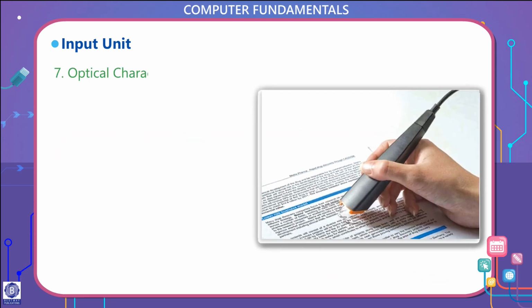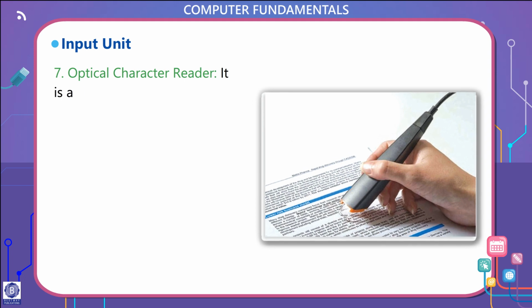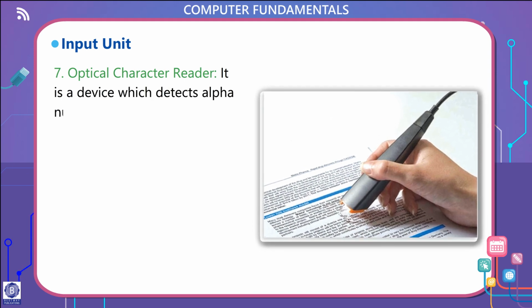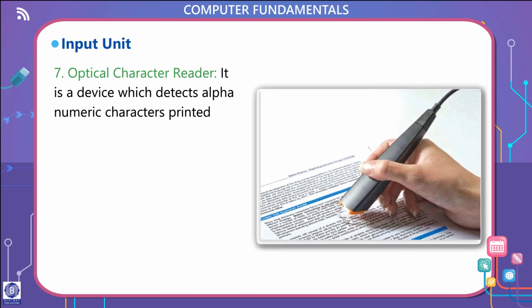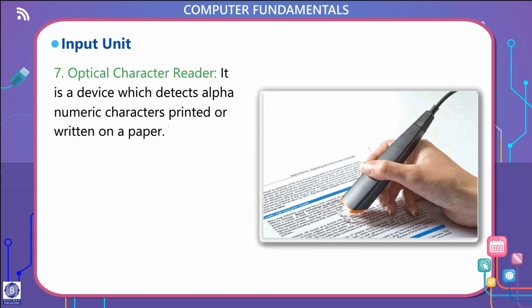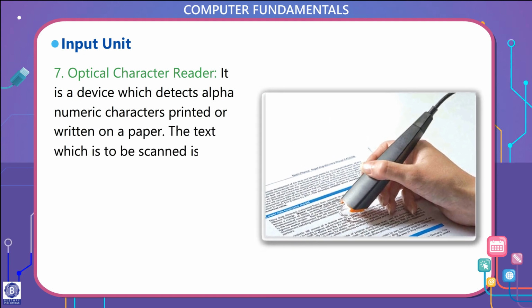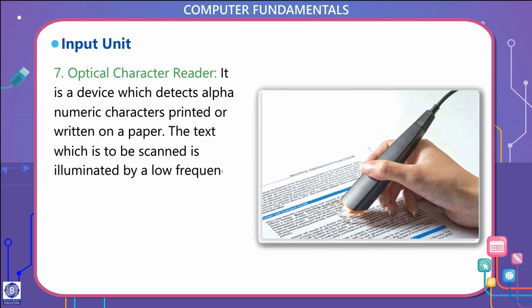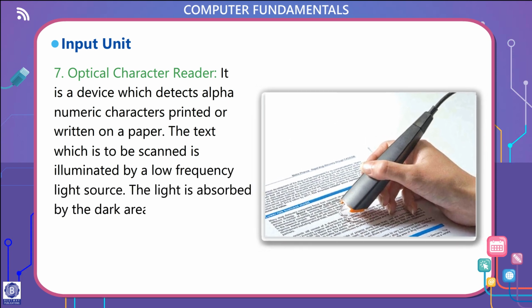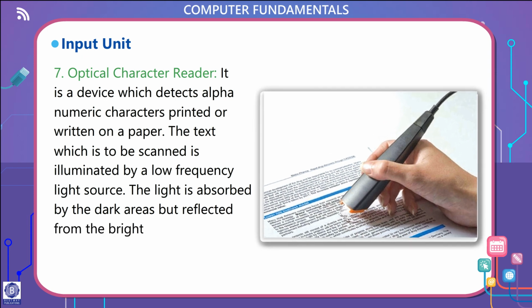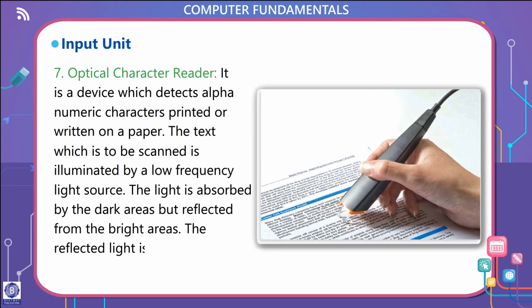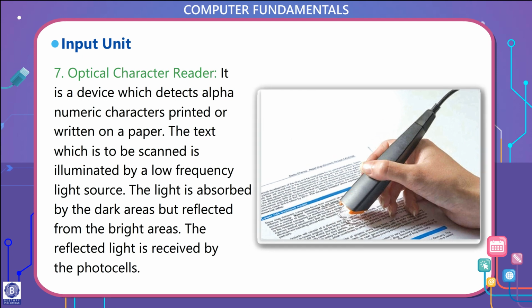Number 7. Optical character reader. It is a device which detects alphanumeric characters printed or written on paper. The text which is to be scanned is illuminated by a low-frequency light source. The light is absorbed by the dark areas but reflected from the bright areas. The reflected light is received by the photocells.